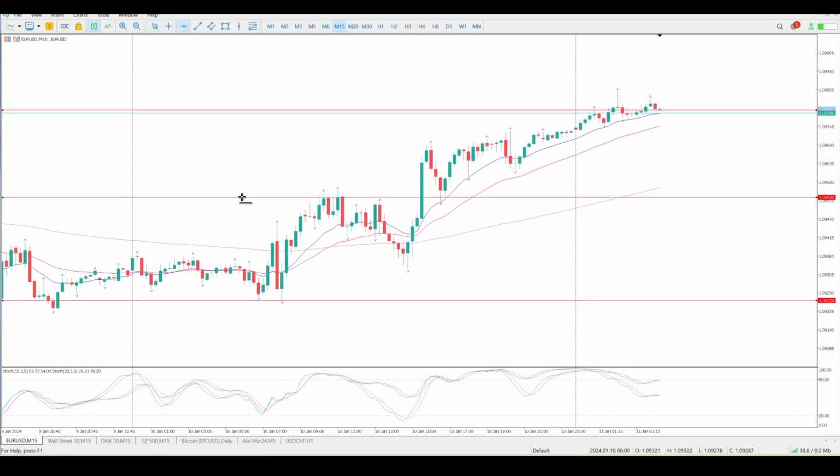There is one very big level here, and that's almost in the middle of this range. 150 EMA is here on the 15 minute. So you can see 109555 is your opportunity.